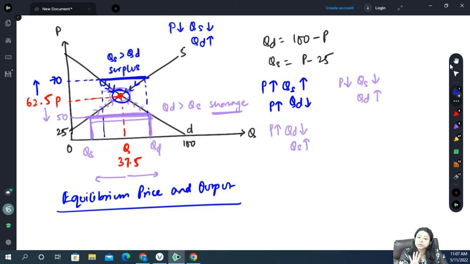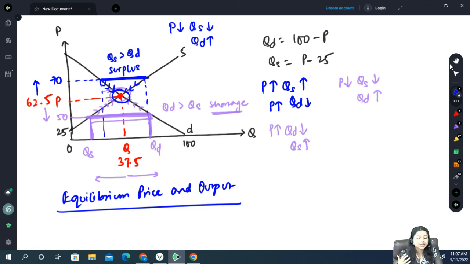We will elaborate on this later when we study different market structures, perfect competition and all those. But in the real world, there are many factors affecting the supply and the demand curve, so it is very difficult to ascertain the equilibrium price and quantity. Clear? So we are never actually on the equilibrium in the real world. This is what we want.